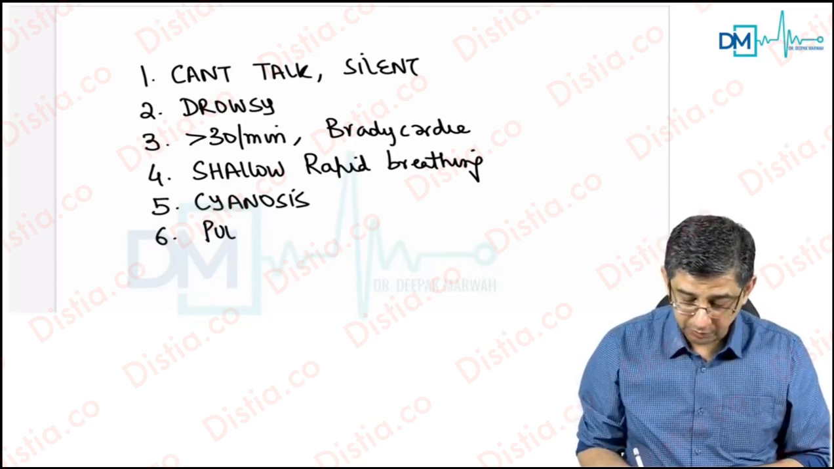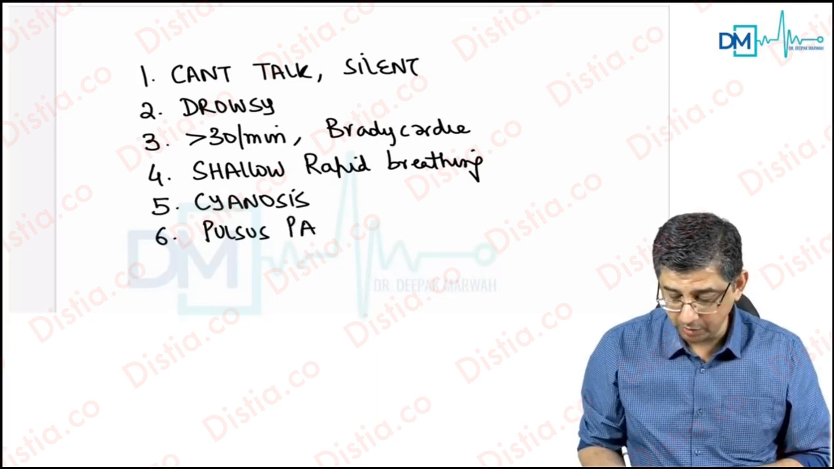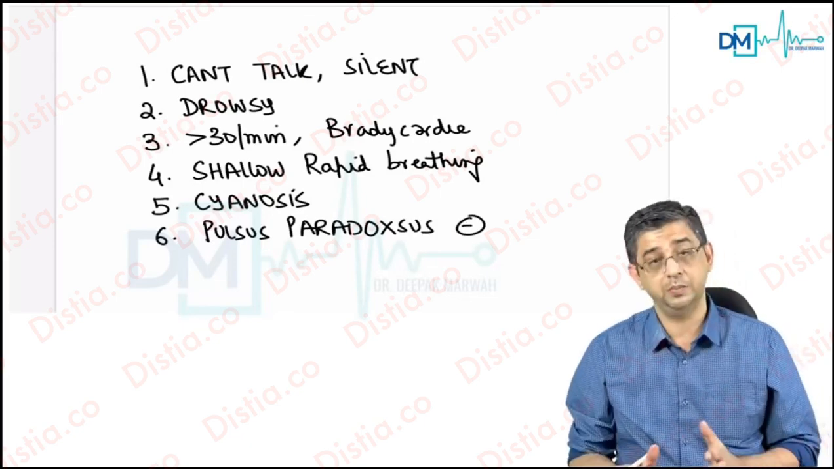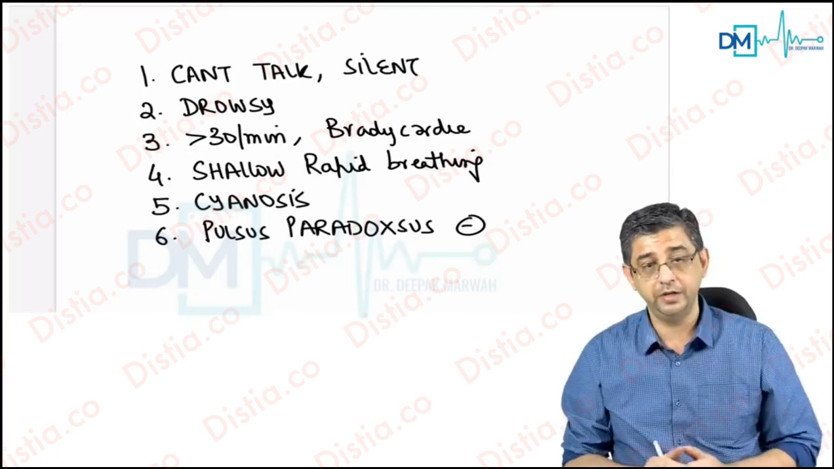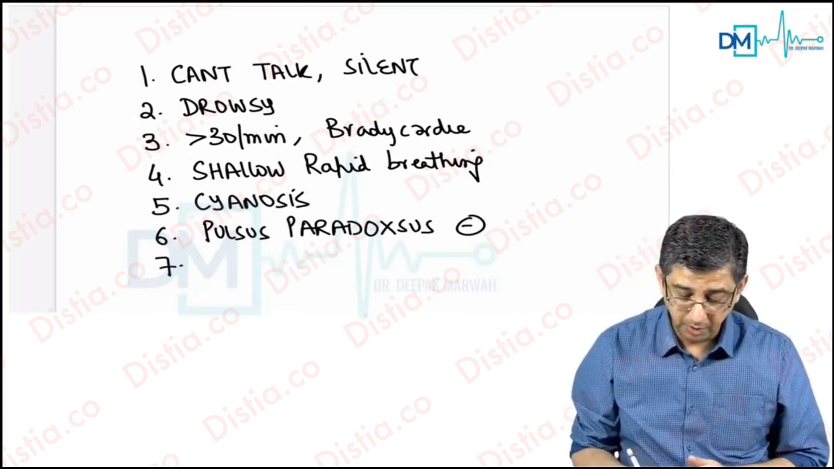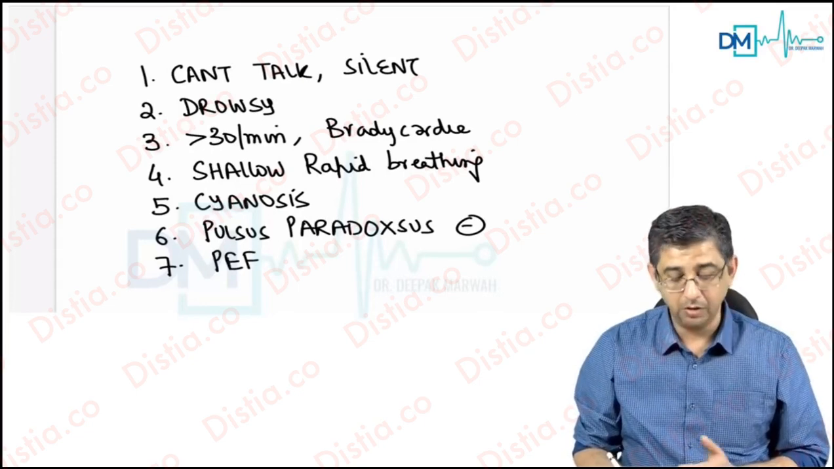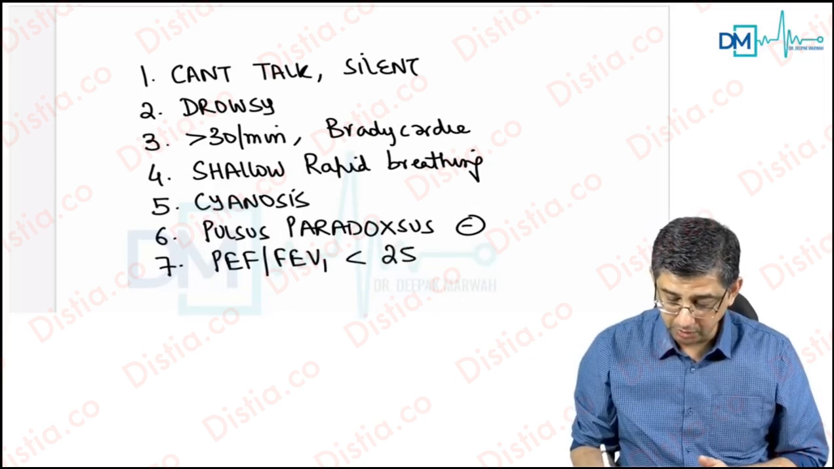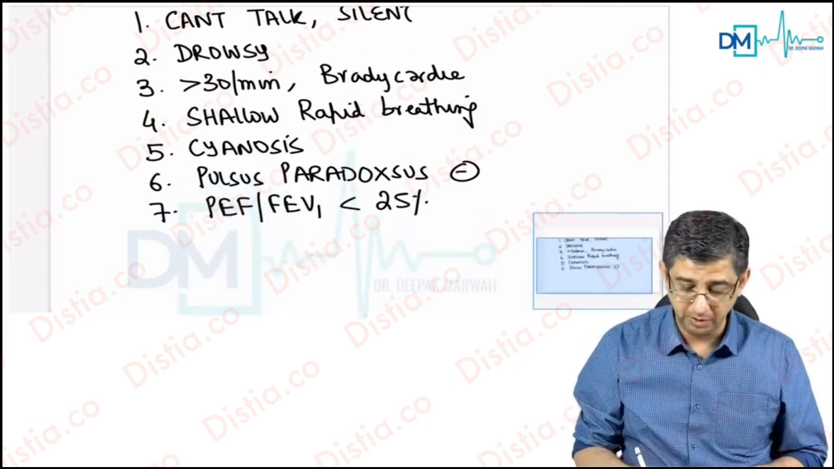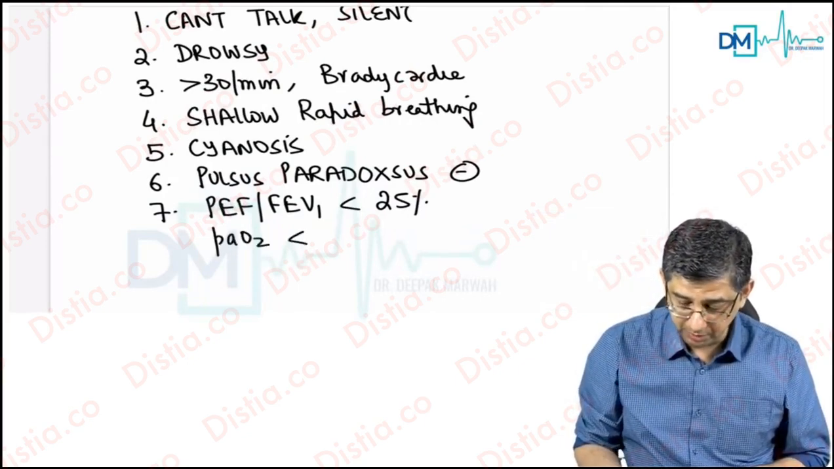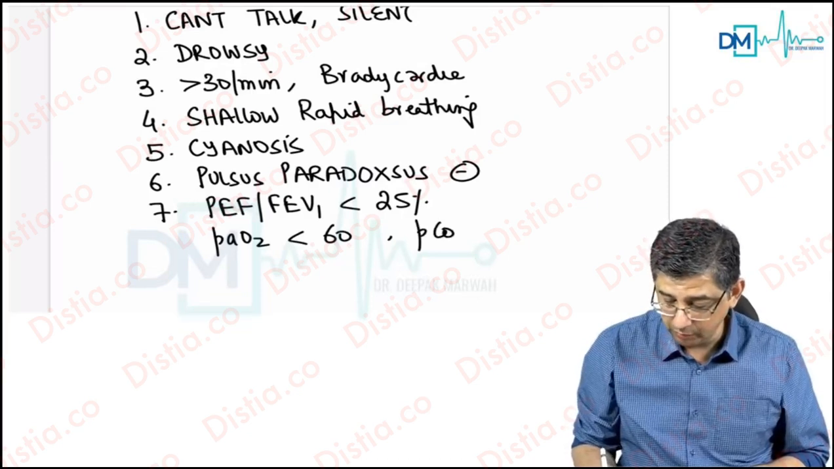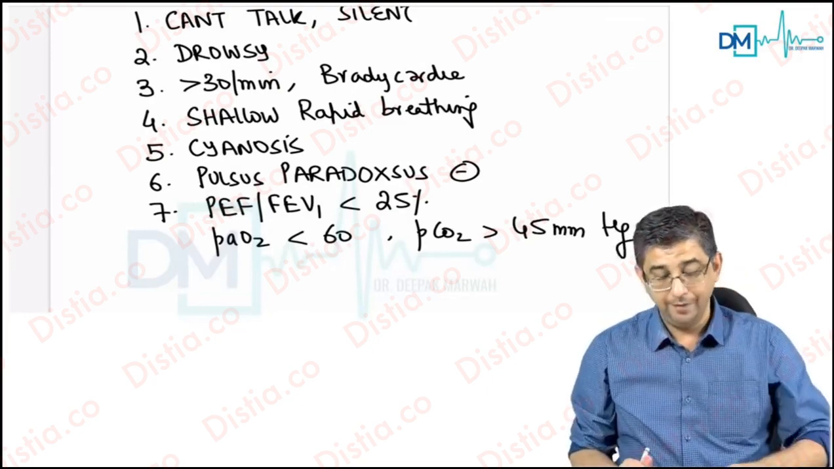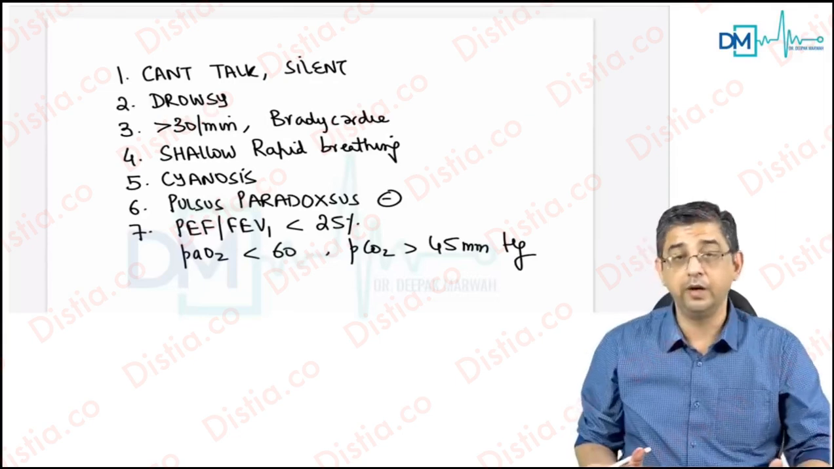And pulsus paradoxus, which was initially present. I told you pulsus paradoxus may or may not be seen, but as the person deteriorates, the pulsus paradoxus will begin to disappear. At this moment, the peak expiratory flow rate or FEV1 of the patient cannot be evaluated, but on theoretical grounds, I'm mentioning that if FEV1 is less than 25%, the partial pressure of oxygen is less than 60, and the PCO2 is increasing to more than 45 millimeters of mercury, all of these indicate that if I don't intervene right now, he will die.